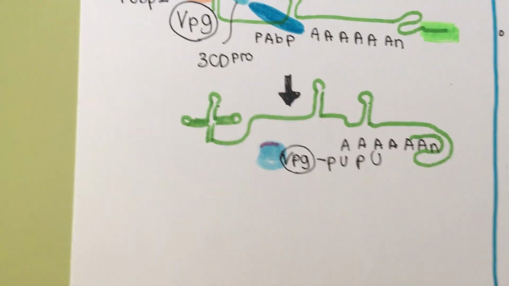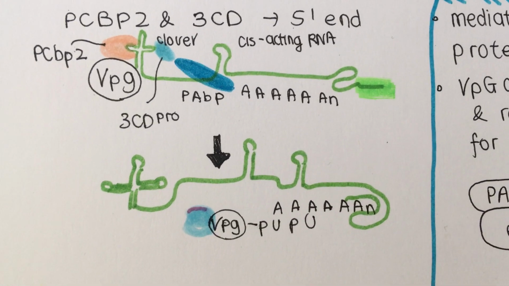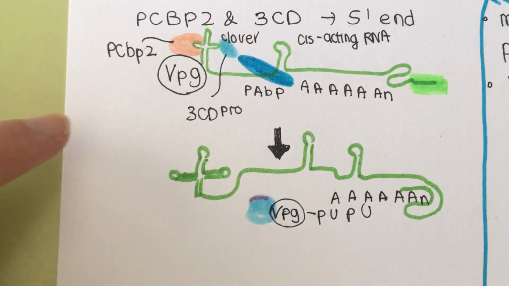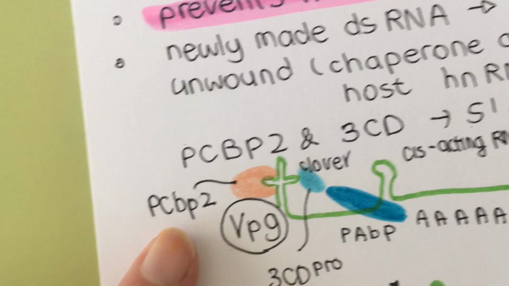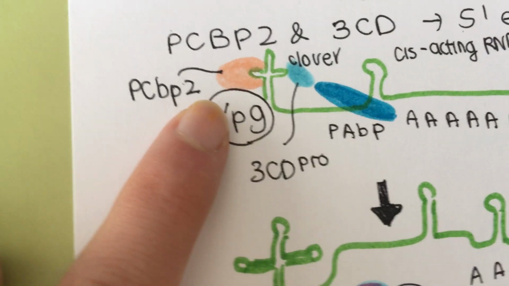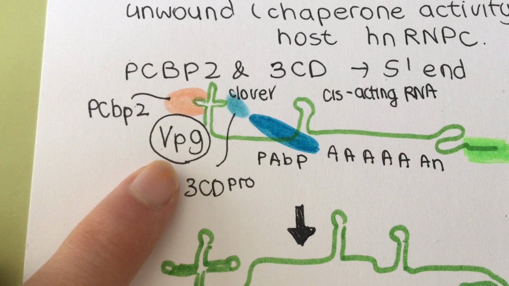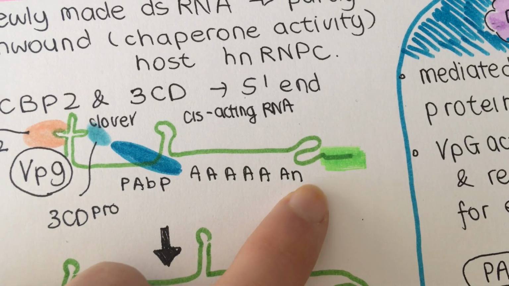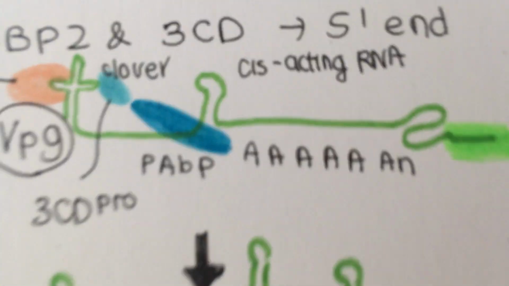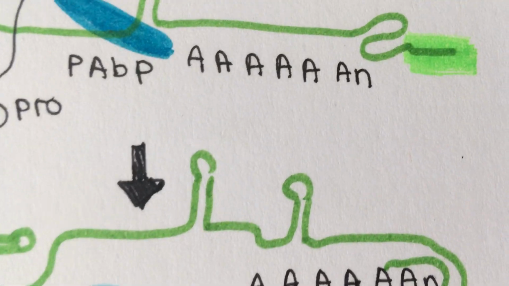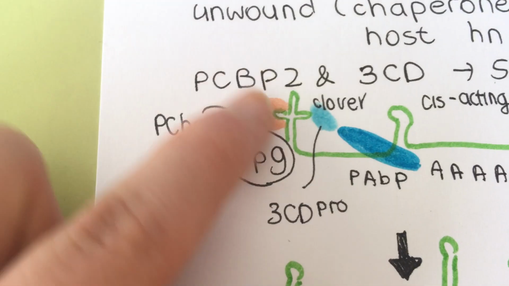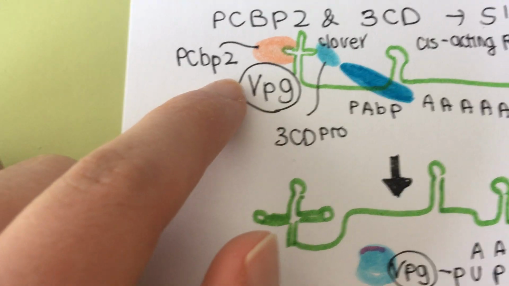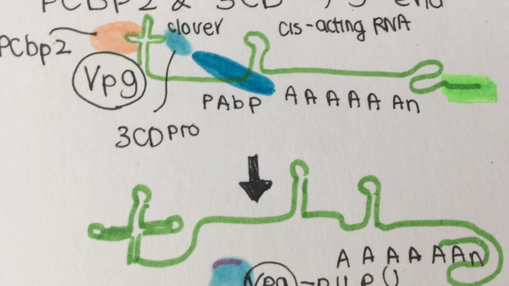Well, it has several proteins which can be shown here, and essentially it uses its viral protein 3CD and host protein PCBP2 to bind to the 5' end. Then PABP is bound to the 3' end. If this happens, you get PABP then binding to the PCBP2 at the 5' end, and this joins the ends together, forming circularized RNA.